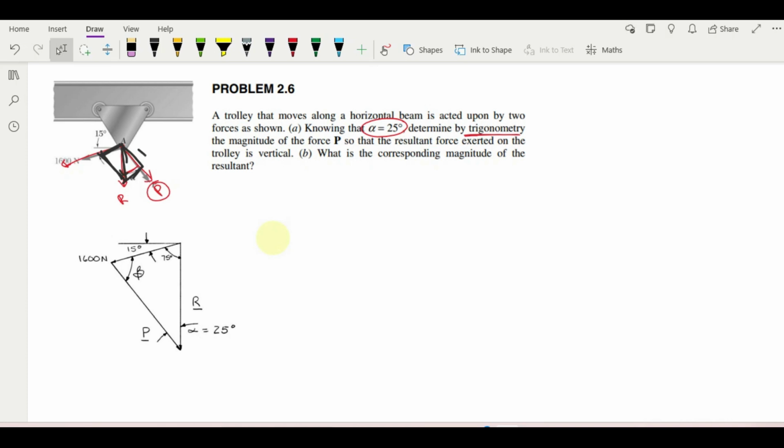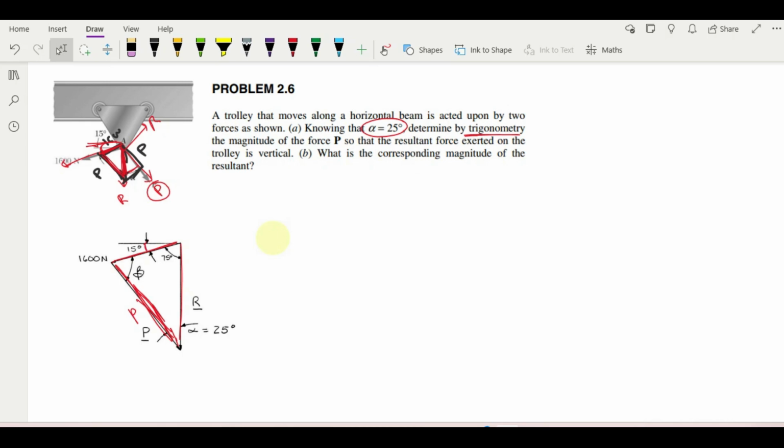And now if this force is P, so this will also be P, and this is 1600 Newton, and this line will be resultant R. So if we draw this free body diagram here, this is 1600 Newton, this is resultant force R, this is the force P. Okay, and this is alpha acting with the horizontal line, which is 15 degree.